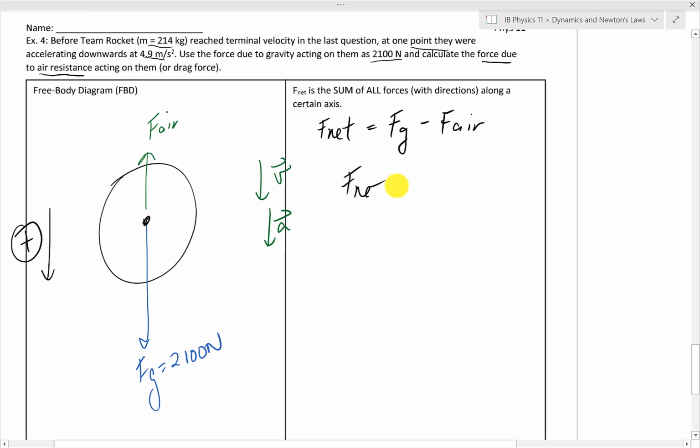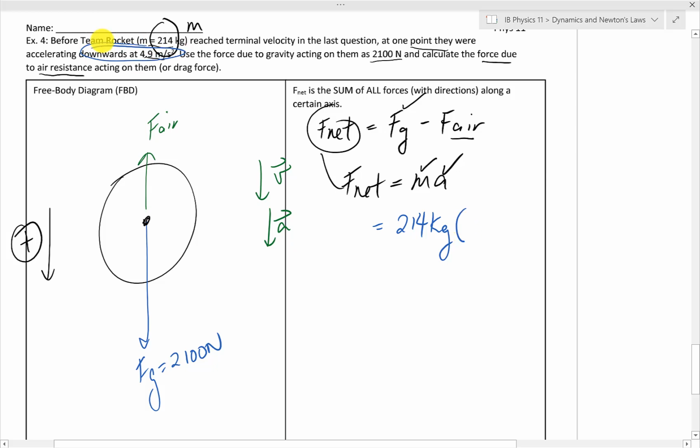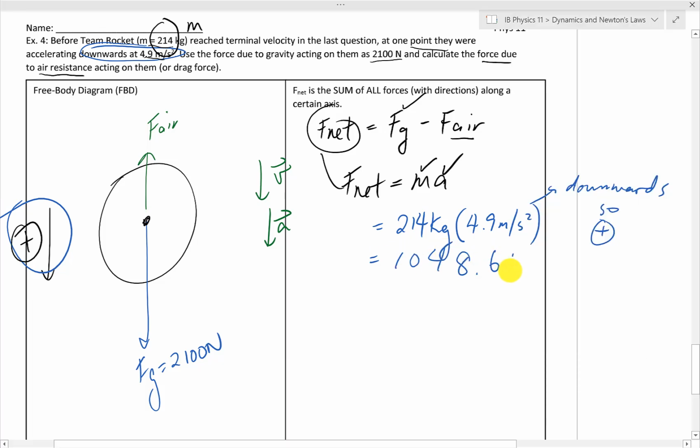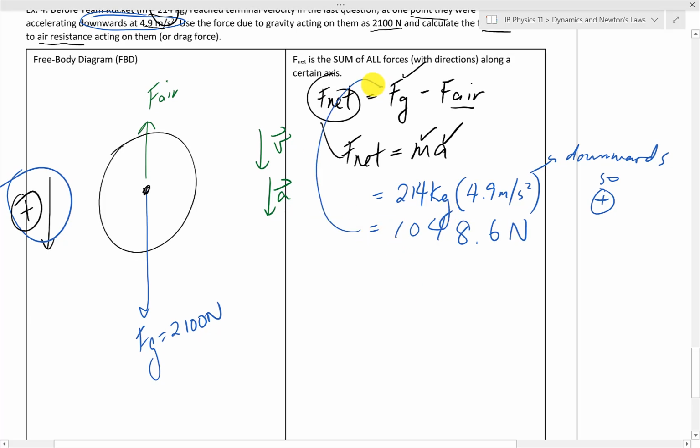With Fnet equals Fg minus Fair, we first need to find the Fnet, for which we have the acceleration and the mass, and that's going to help us find Fair. So let's calculate this one out, putting in our values. The direction downwards is positive, so I don't have to worry about that. And putting it in our calculator, we get 1480.6, keeping all of our digits because we're not done yet.